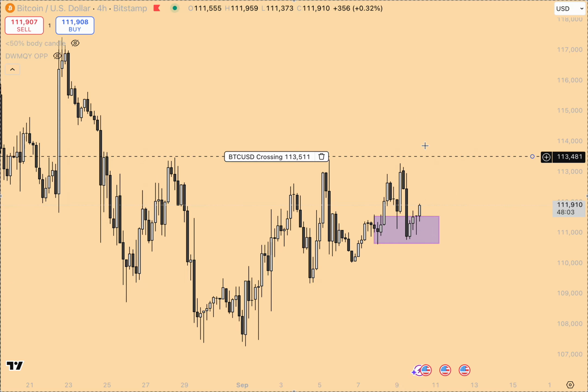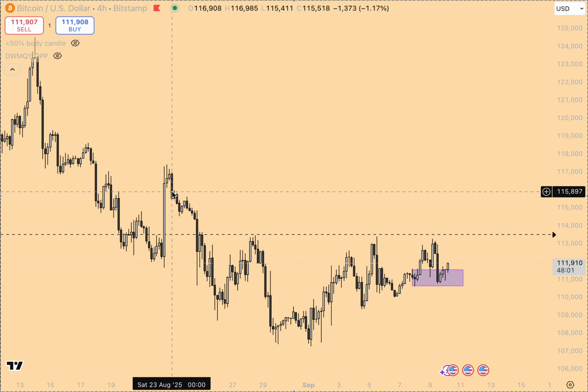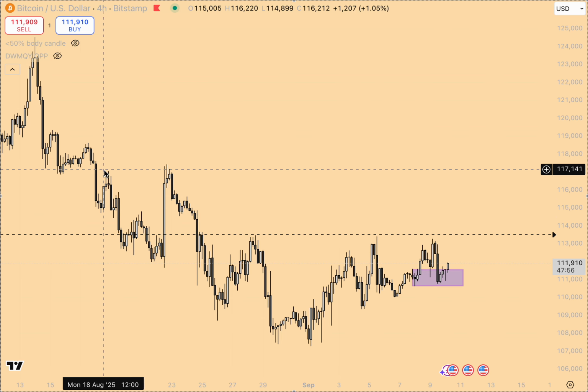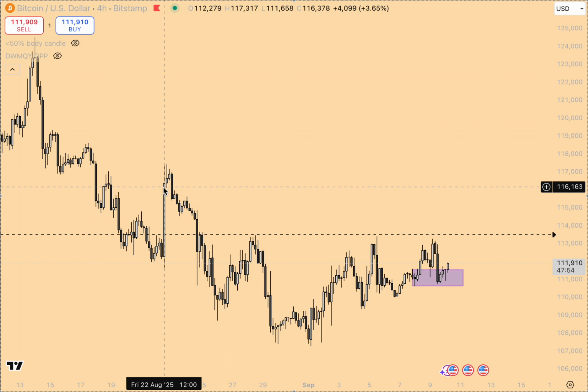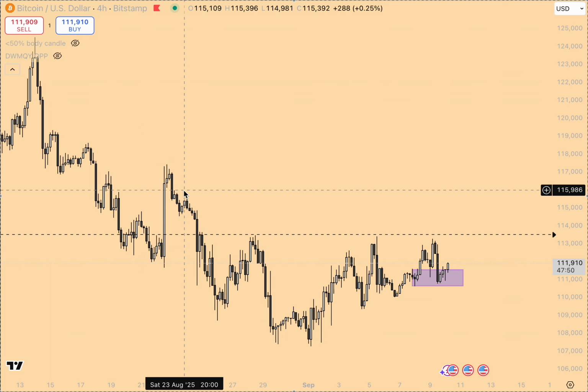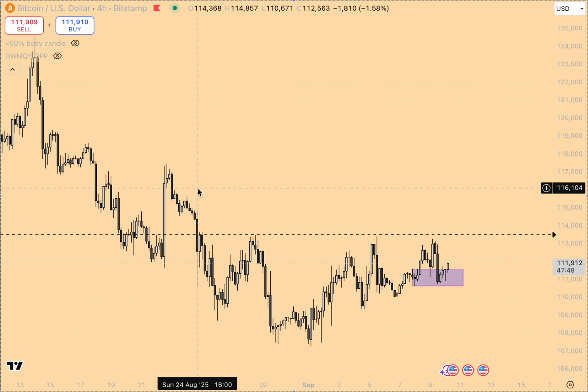Perhaps we want to look for higher prices and then grab this liquidity into this area of supply, which took out this liquidity. So maybe we can grab these descending highs and then come into here, that 115,000 to 116,000 area, and then let's see what happens from there if we get there.